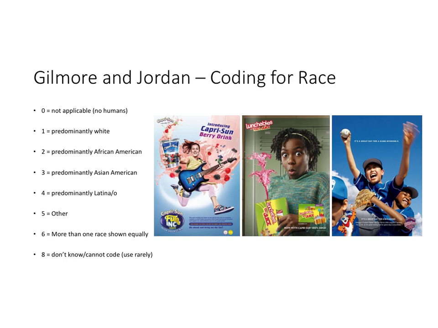So as an example, if you're coding these ads here, the ad for the Capri Sun, I would code as a 1. The ad for Lunchables, I would code as a 2. And the ad with Tony the Tiger, I would code that as a 6. And we'll do the same types of things for gender. Is this going to get tricky?